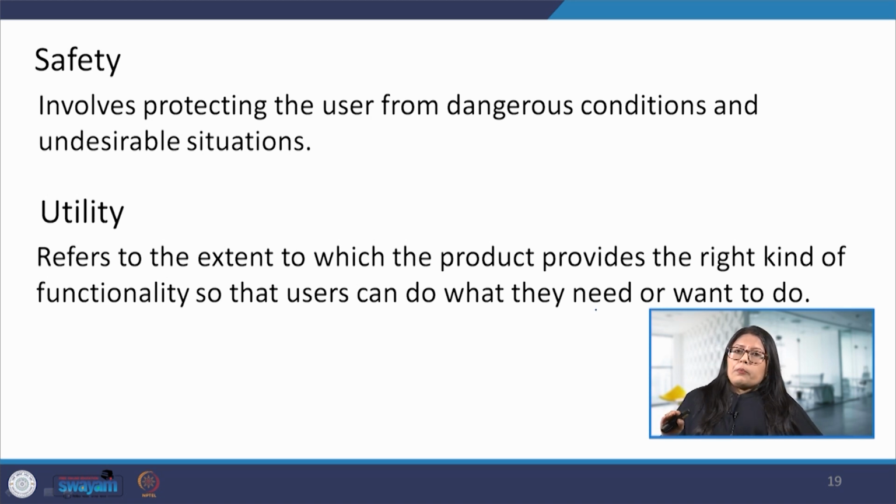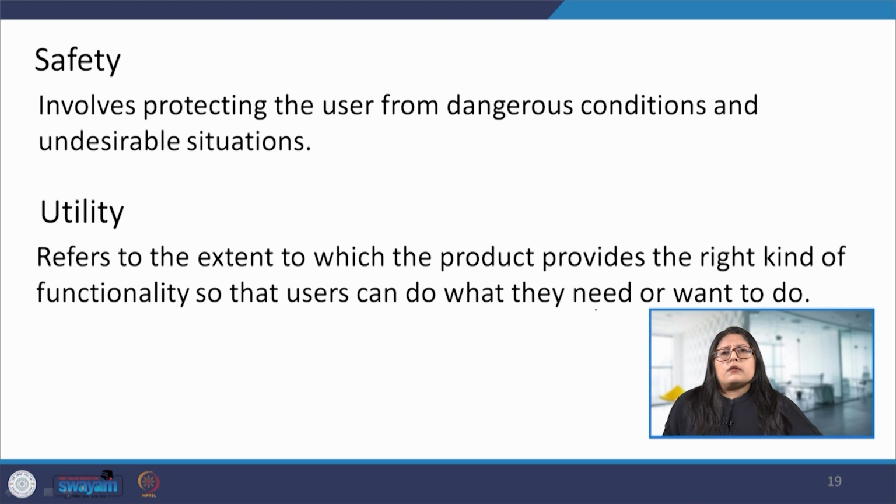When I am drafting a mail and sending it, maybe I have not attached a document, so it will remind me that the document is missing. It will also help me save face during any sort of embarrassing situation. So safety is another important aspect.